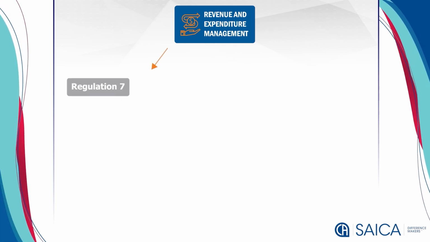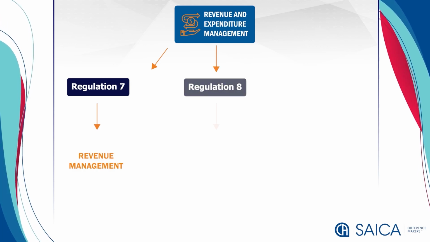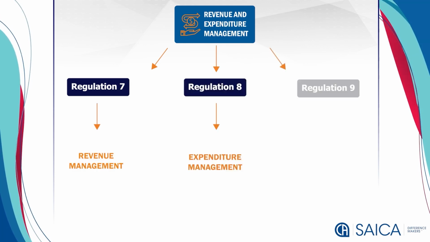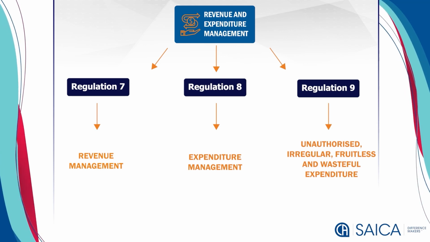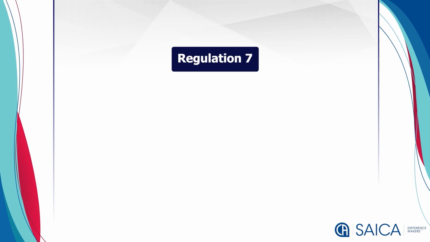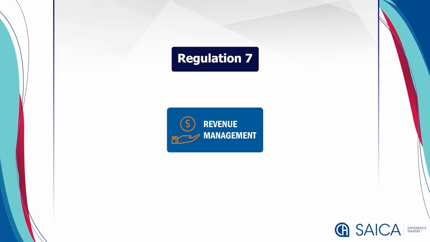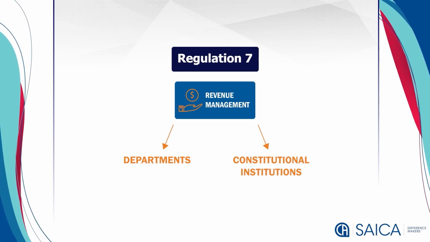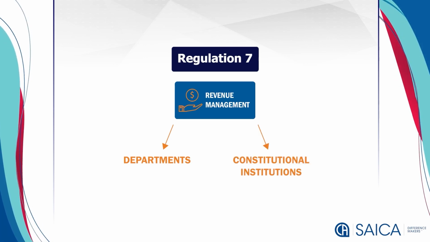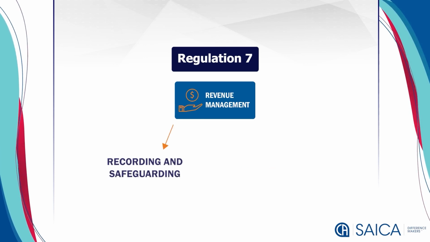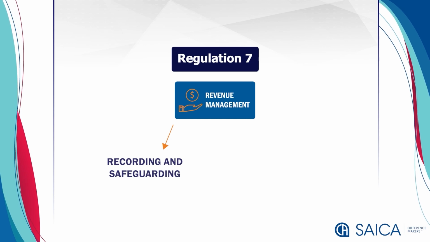Part 4 includes Regulation 7, Revenue Management, Regulation 8, Expenditure Management, and Regulation 9, Unauthorized, Irregular, Fruitless and Wasteful Expenditure. Regulation 7, Revenue Management. This regulation is applicable to departments and constitutional institutions. The regulation applies to the identification, collection, recording and safeguarding of all revenue for which an institution is responsible.